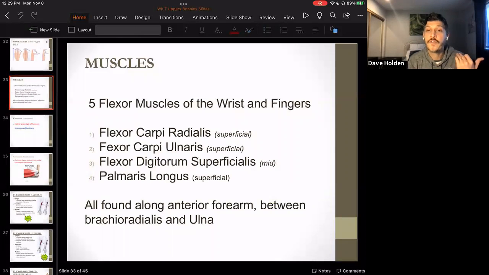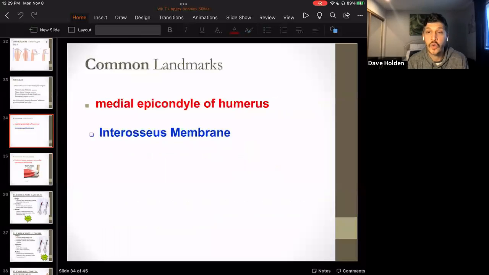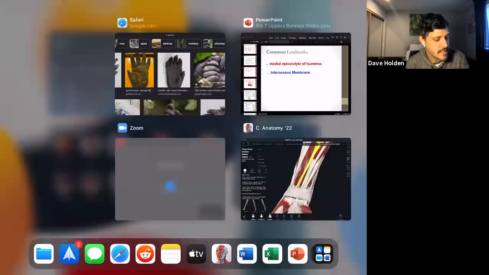Now flexors all share a common origin. Flexors begin at the medial epicondyle of the humerus. So if you find the very prominent bony bump on the medial side of the elbow, all of your flexor muscles start there and cross the front of the forearm. Likewise, all of the extensors start on the lateral epicondyle and they cross the posterior forearm.